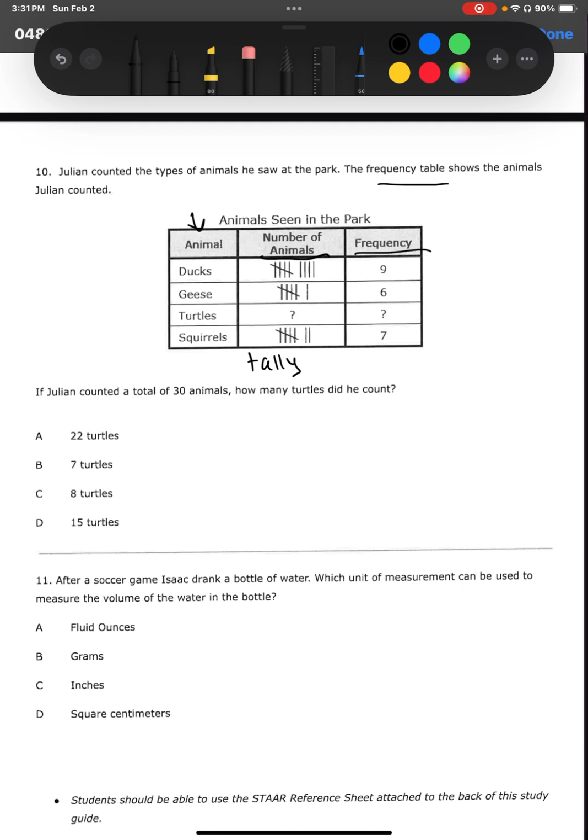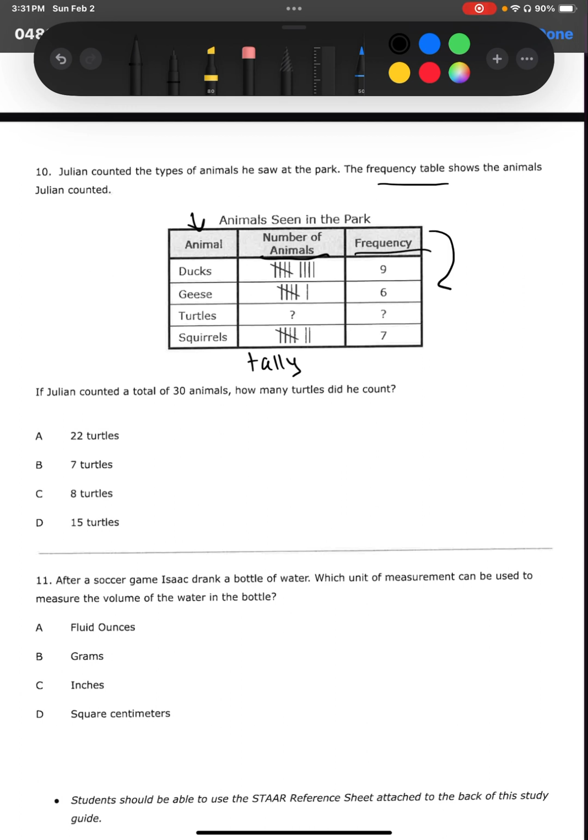And then the frequency table, which is our favorite kind because it just represents the data in regular numbers. Frequent means how often does something happen. A frequency table is showing how often these animals were seen in the park. Okay, if Julian counted a total of 30 animals, how many turtles did he count?